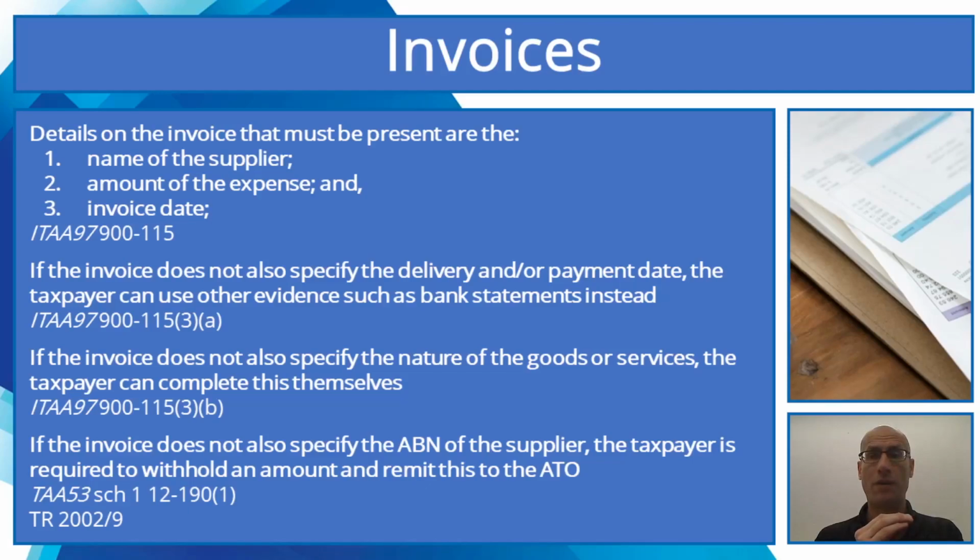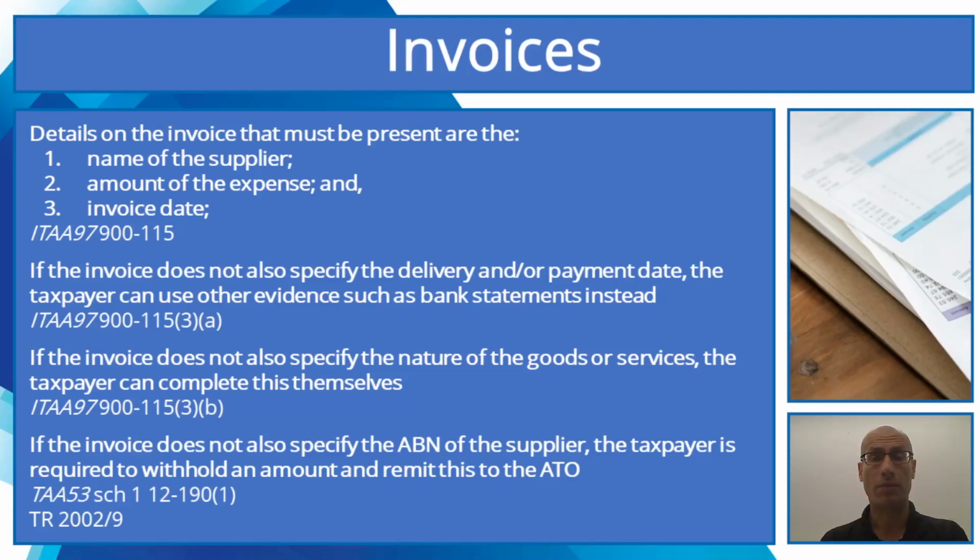So if you are a taxpayer and you've received an invoice and it has those three things present, and it's fundamentally missing some other things, for example, the particular goods or services, or the delivery date, or the payment date, the recipient of the invoice, that taxpayer, can actually fill in the information themselves. So it's important to note that the first three items must be on an invoice, otherwise it's not an invoice. It's not capable of being used by a taxpayer to substantiate a deduction.